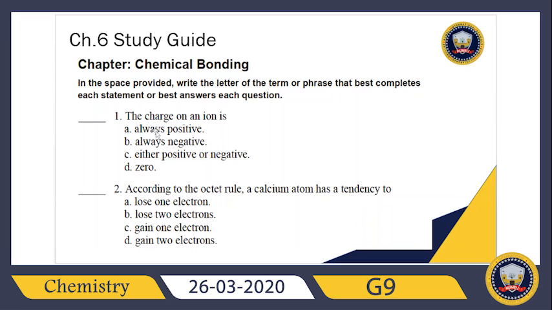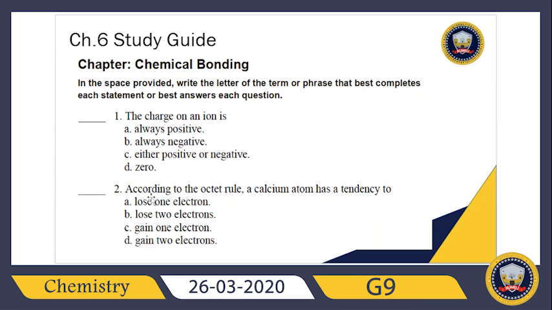So question number one, multiple choice. The charge on an ion, is it always positive, always negative, either positive or negative, or zero? Now it's obvious, any ion could be positive or negative. So A, B, and D are wrong. The answer is C.